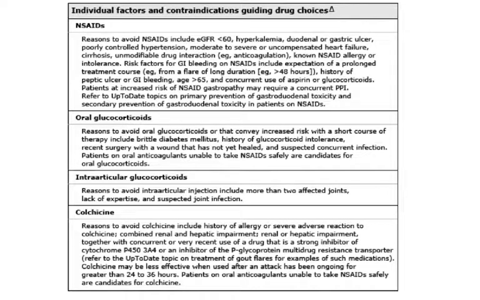Intra-articular glucocorticoids should be avoided if more than 2 joints are affected, there is lack of expertise, and there is suspected joint infection. Colchicine should be avoided if there is any history of allergy or severe adverse reaction to the drug, if there is combined renal and hepatic impairment, or the patient is using any drug that is a strong inhibitor of cytochrome P450 enzyme.